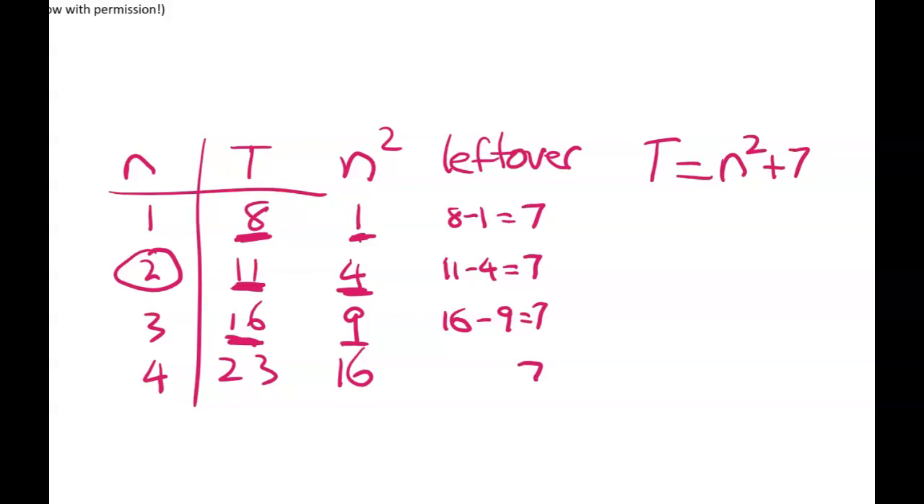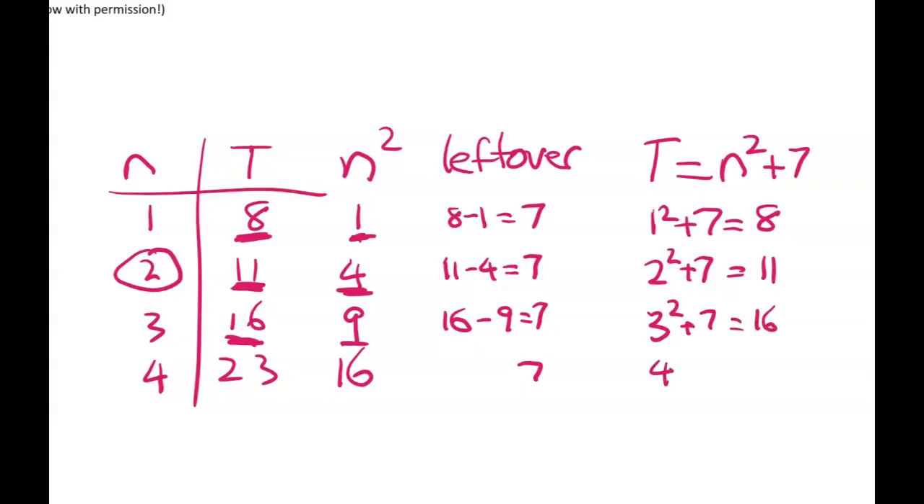So let's just check that it works. 1 squared plus 7 is equal to 1 plus 7, which is 8. 2 squared plus 7 gives me what I want, which is 11. 3 squared plus 7 gives me 16. And 4 squared plus 7 equals 23. Okay, so that's our first one done.